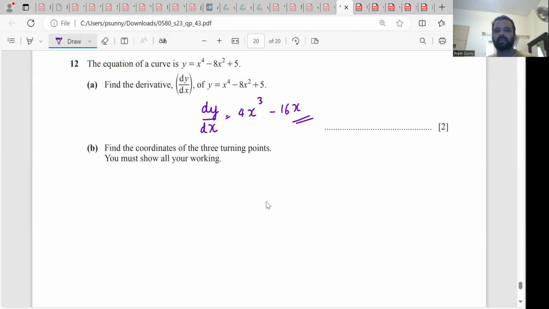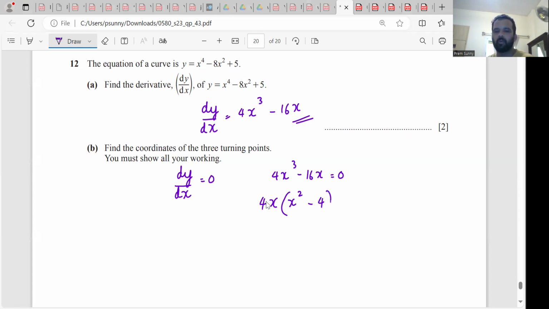Find the coordinates of the 3 turning points. To find the turning points, we take dy by dx and equate it to 0. So 4x cube minus 16x, we need to equate it to 0. In 4x cube and 16x, what is common? 4 is common and x is common. Now what else is remaining? 4x multiplied by x square will give me 4x cube.